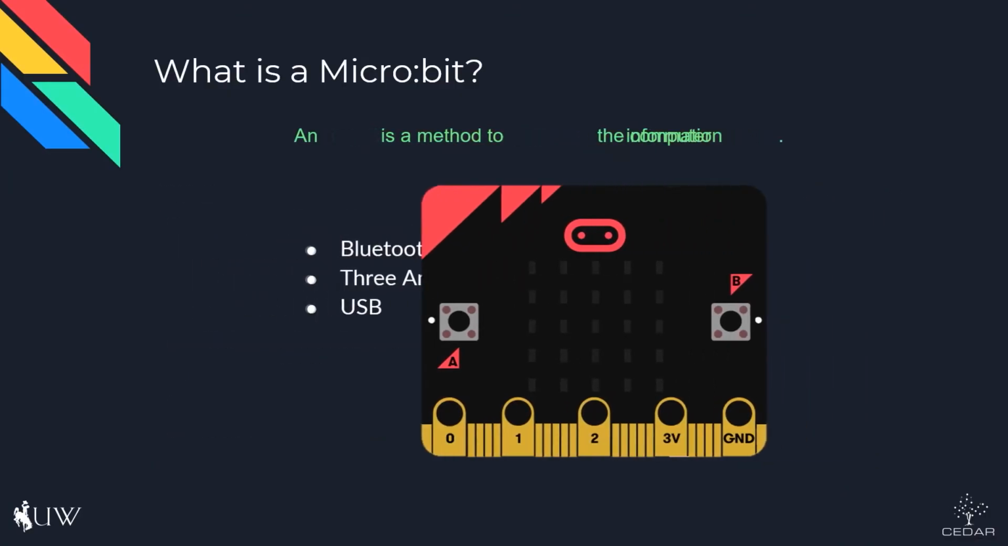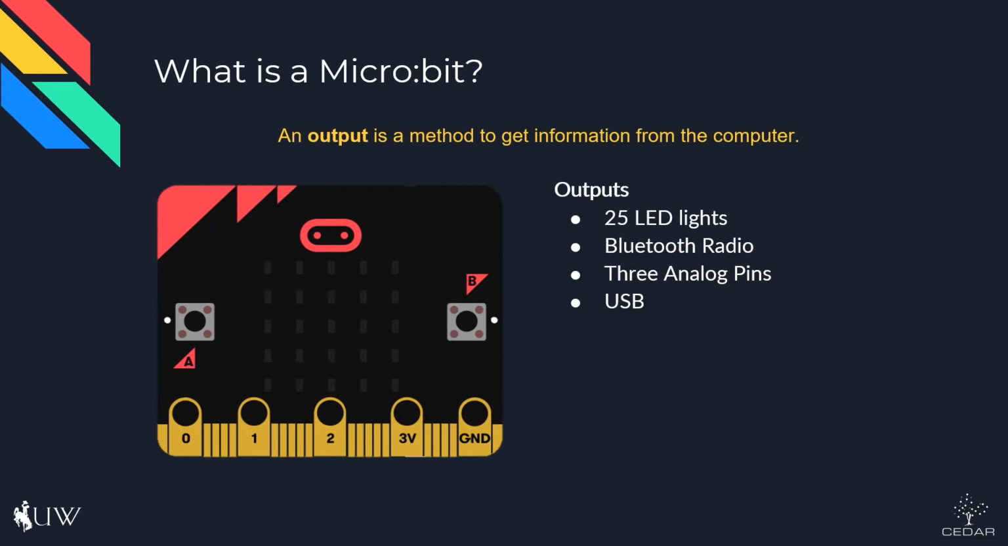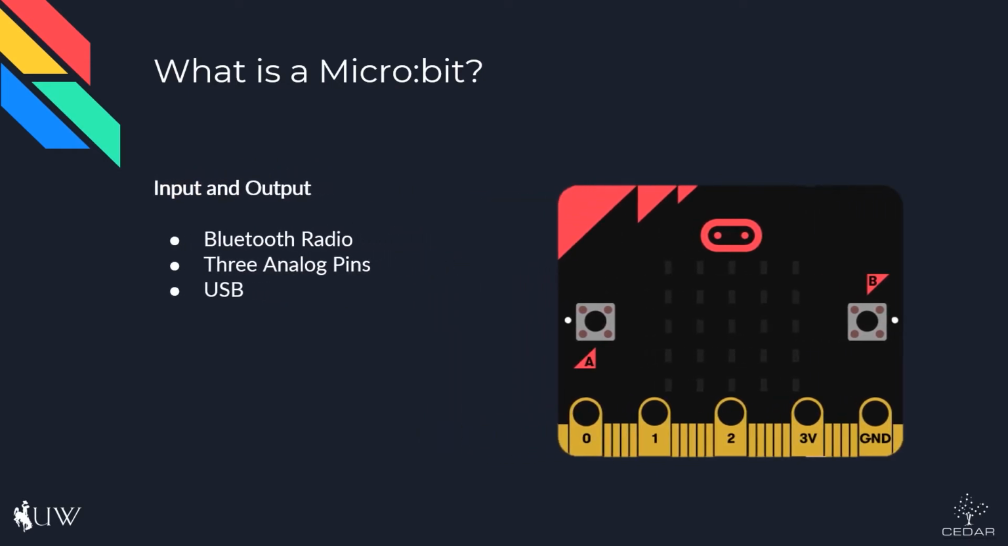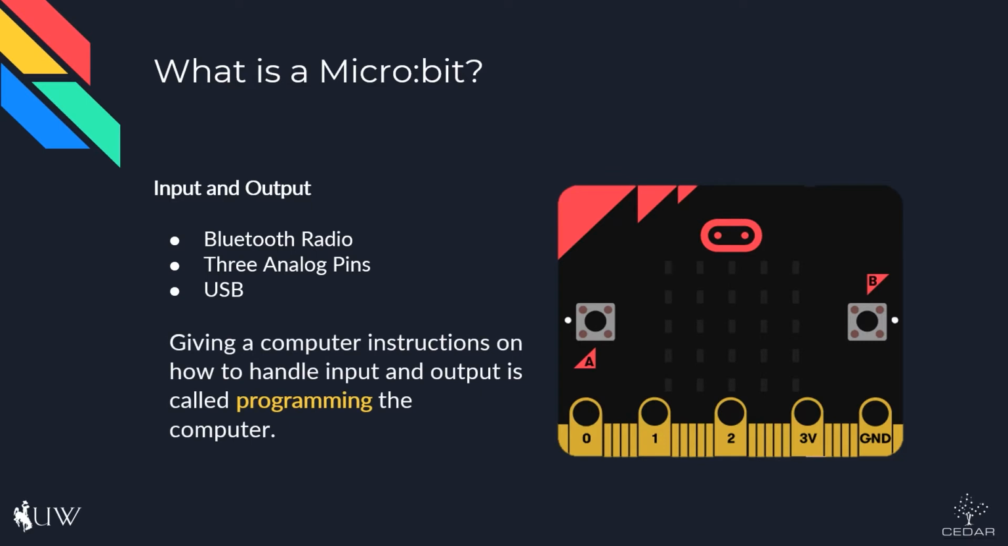Of course, the microbit also has a set of outputs. It has 25 LED lights on the front, a Bluetooth radio, those 3 analog pins on the bottom, and a USB. And if you're a smarty pants, you already noticed that 3 of these things are an input and an output. Giving a computer instructions on how to handle input and output is called programming. So today, what we're going to do is we're going to program the microbit to tell us hello and goodbye.